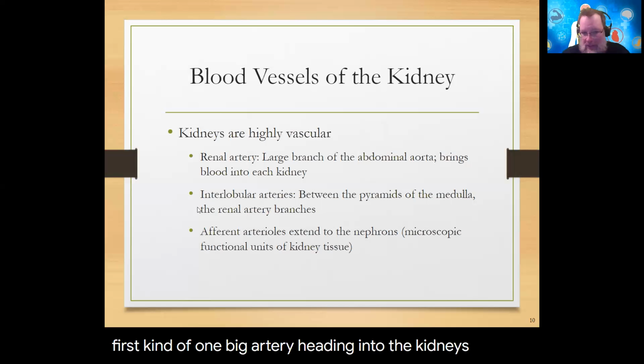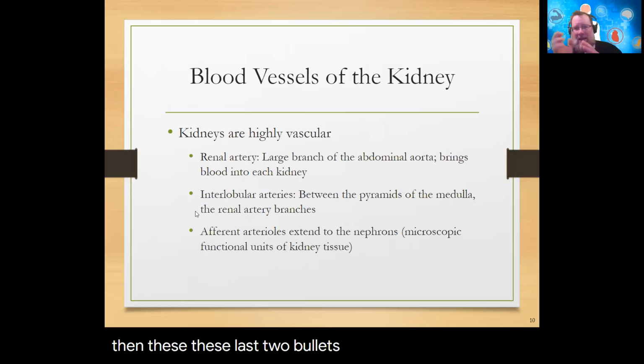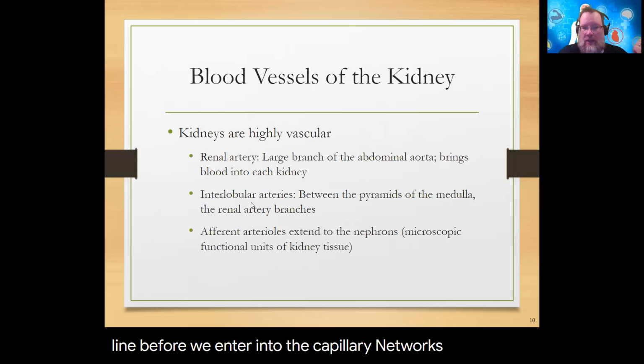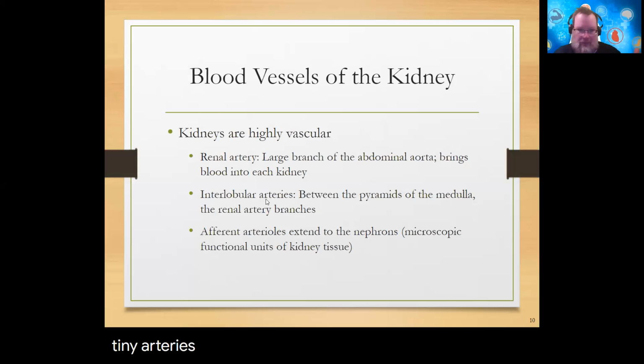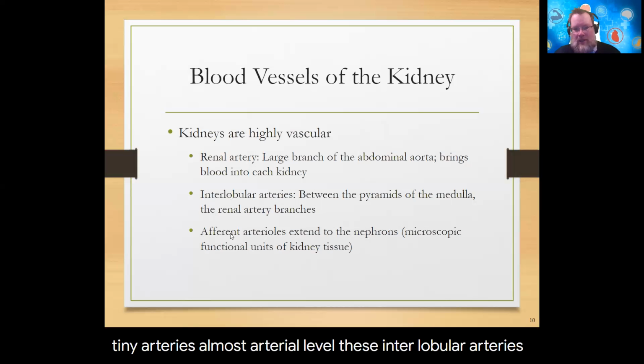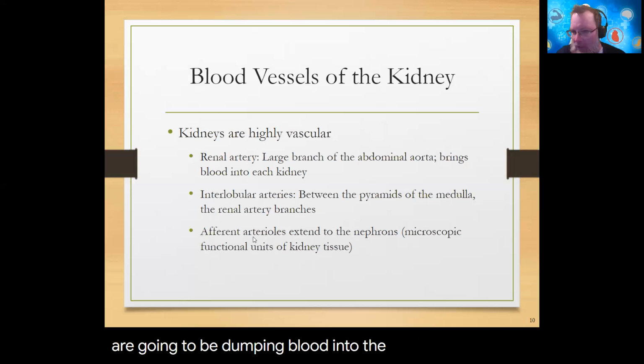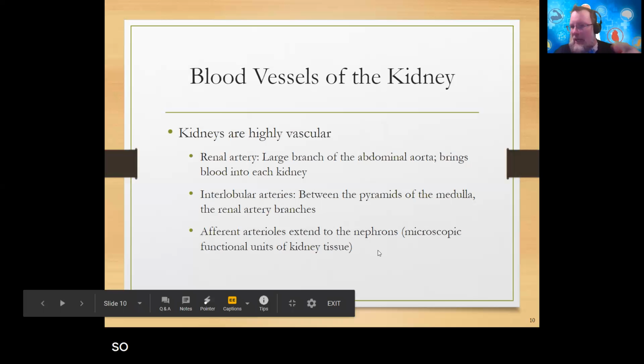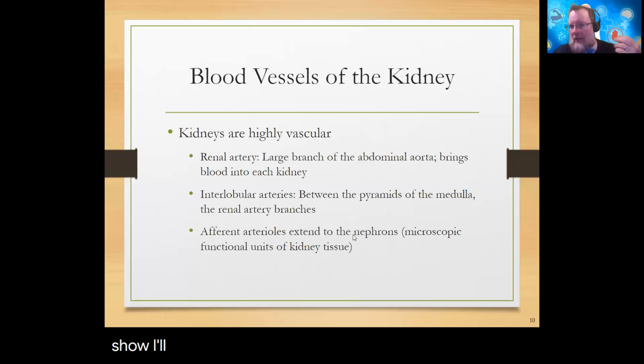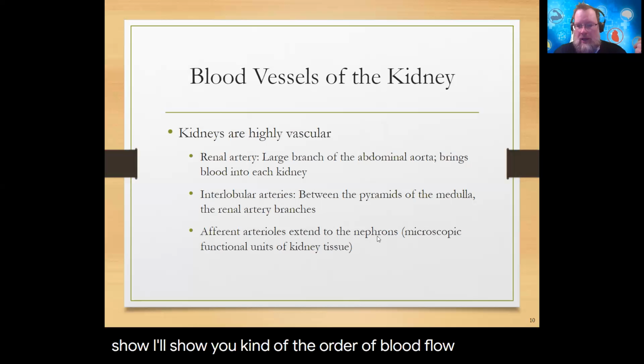And then these last two bullets are kind of the end of the line before we enter into the capillary networks. So the interlobular arteries, very tiny arteries, almost arteriole level. These interlobular arteries are going to be dumping blood into the afferent arterioles. So again, it's a lot right now, so I'm going to pull up a slide. I'll show you kind of the order of blood flow.